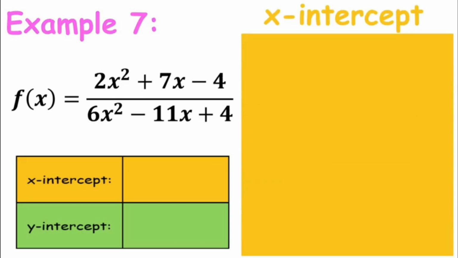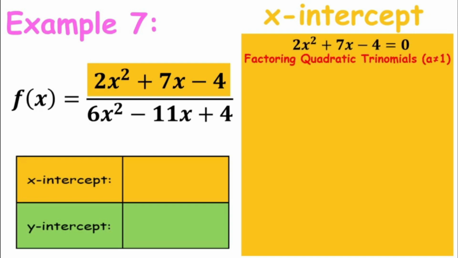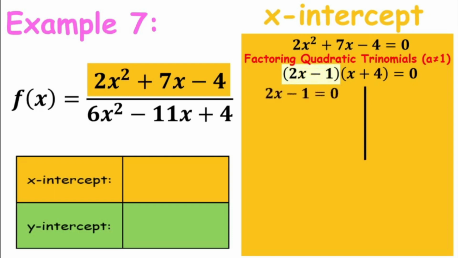Example 7. The numerator is 2x squared plus 7x minus 4. 2x squared plus 7x minus 4 is equal to 0. The factored form of the quadratic is 2x minus 1 times x plus 4. First, 2x minus 1. 2x minus 1 is equal to 0. Transpose negative 1, we have 2x is equal to 1. Divide both sides by 2, we get x is equal to 1/2.